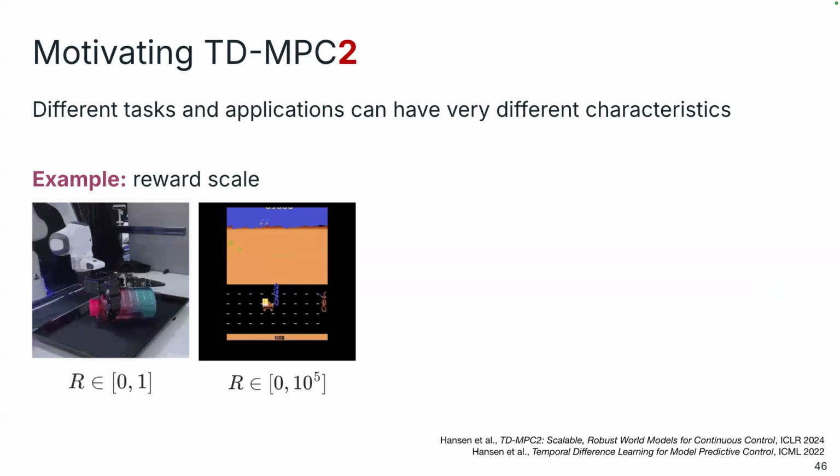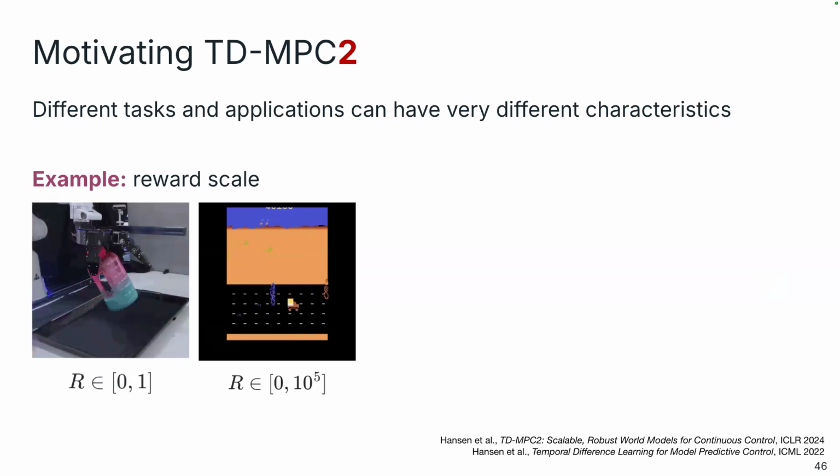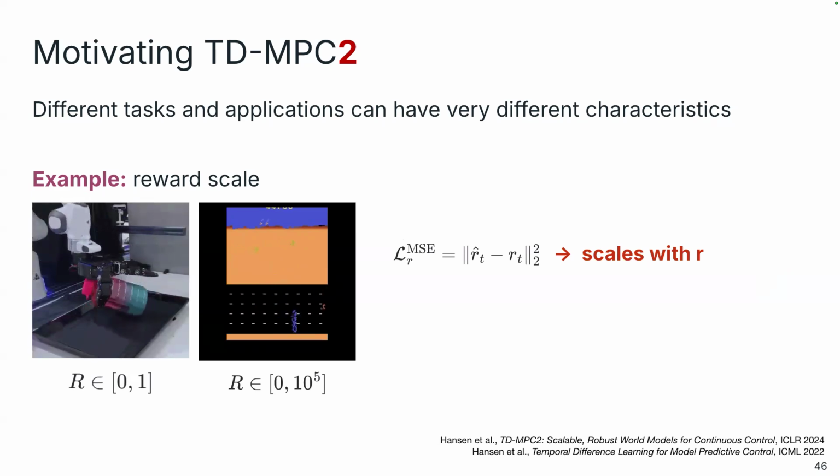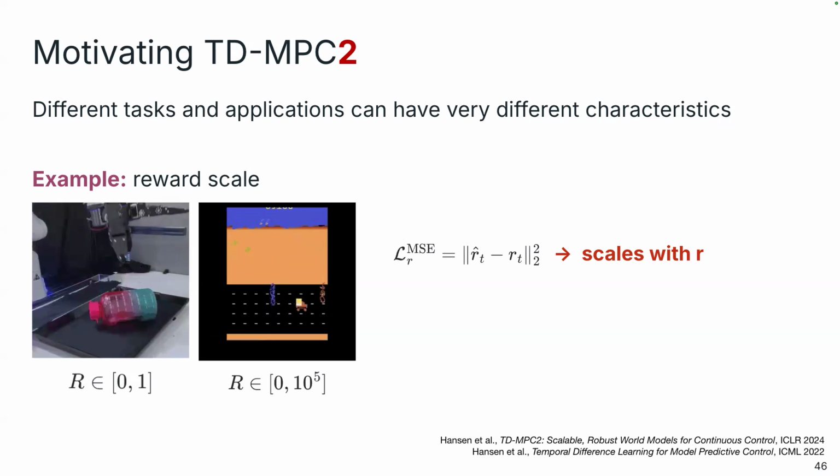But if you take this algorithm and you apply it to something like Atari, there are some games here where the range is orders of magnitude larger. And this means that if you're doing TD learning, for example, with a mean squared error objective, in this case reward prediction, you see that the loss here actually scales with the magnitude of R. So if you make your reward function larger, the gradients become larger, and this leads to training instabilities. So this is one of the reasons you have to tune your algorithm.